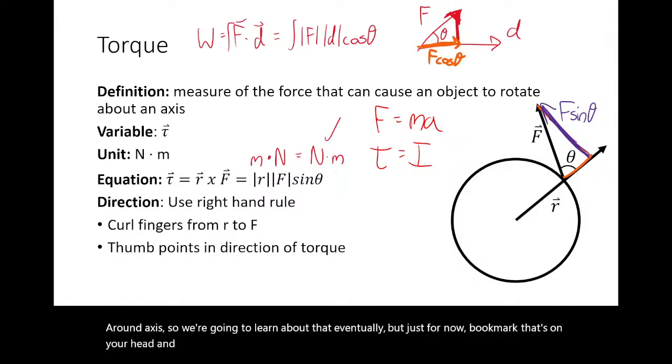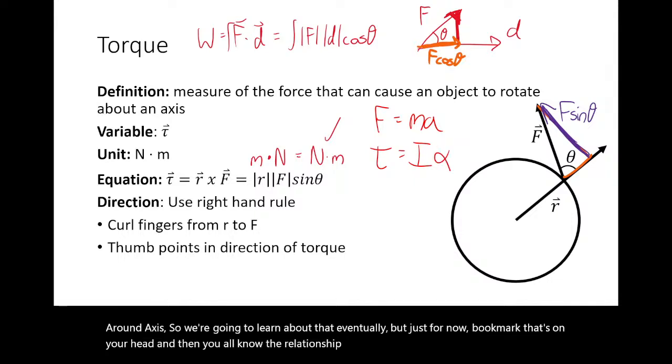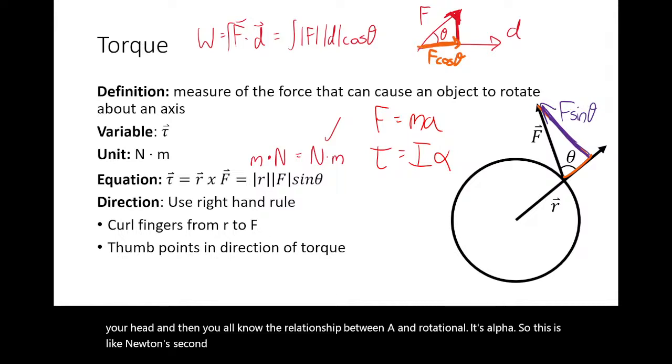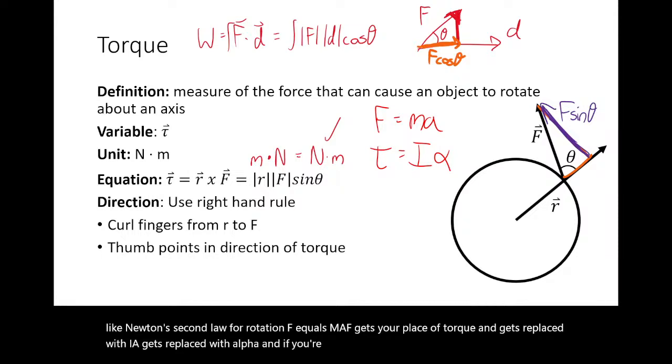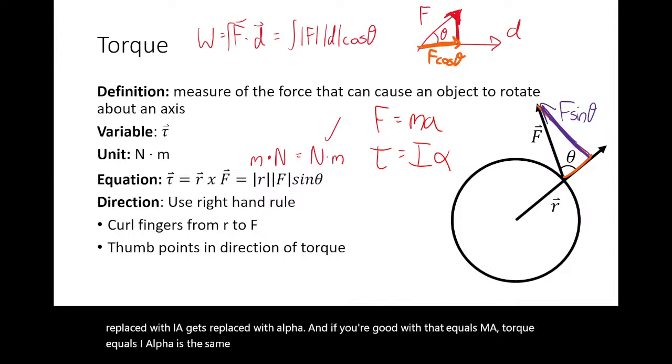And then you all know the relationship between a and rotational. It's alpha. So this is like Newton's second law for rotation. F equals ma. F gets replaced with torque. M gets replaced with I. A gets replaced with alpha. And if you're good with F equals ma, torque equals I alpha is the same exact idea, but for rotation.